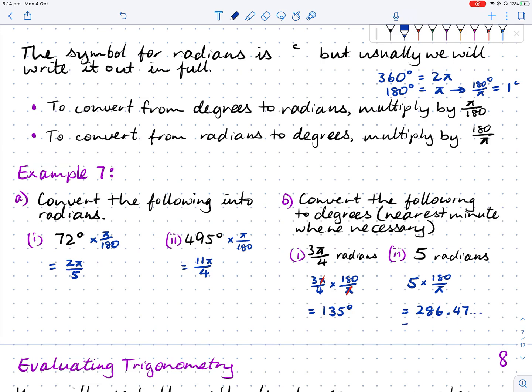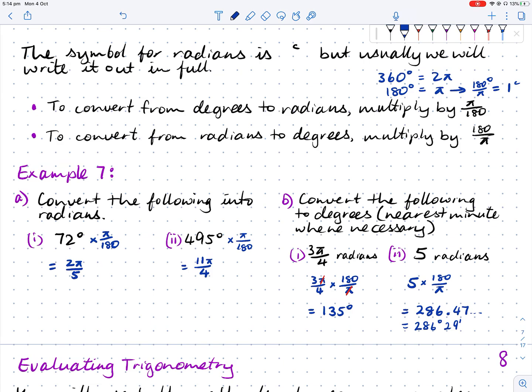286.47 something. To work that out into degrees and minutes, what you need to do is press the degree button, the bubble button. And so that's going to be 286 degrees, 28 minutes, and 44 seconds. So if I need to round that to the nearest minute, then I need to round it up. So that means, take out the 44, it's going to be 29 minutes.